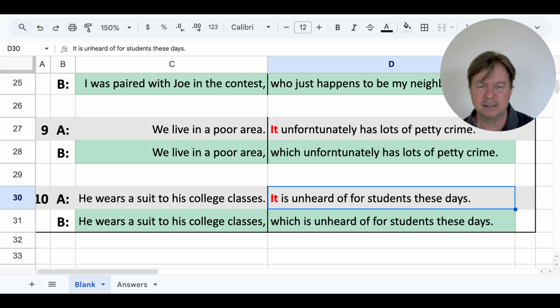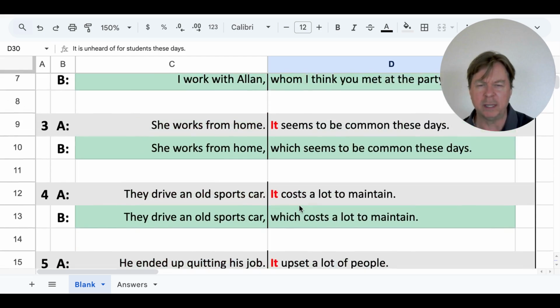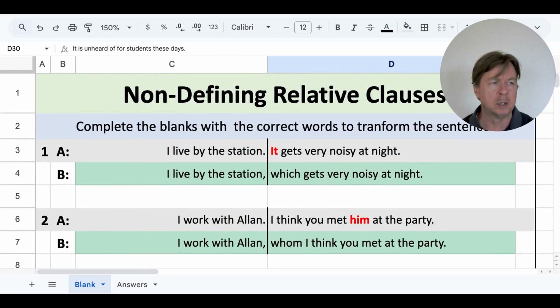And this type of structure is very common in newspaper articles or more professional journals or magazines, in academic journals or academic textbooks. You'll see a lot of the non-defining relative clause. So you can kind of notice it when you are reading.